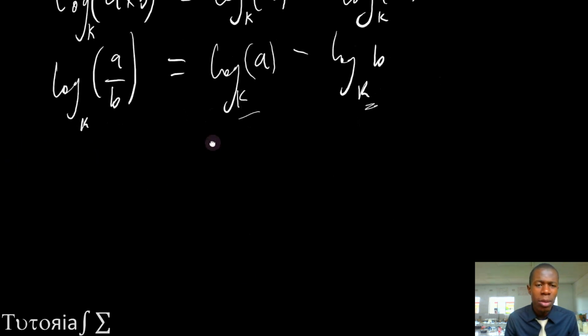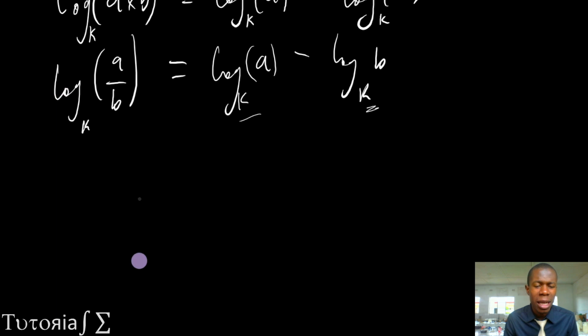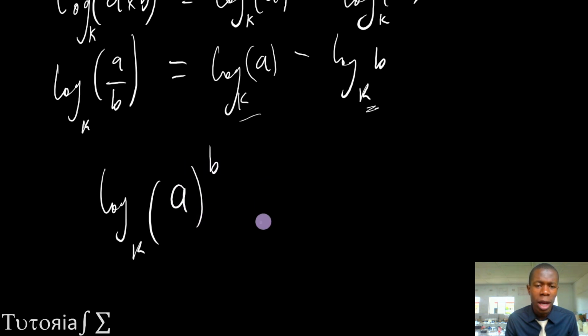The other property of logs is that if you have log of base k, for instance, then let's say a is raised to some power b. Basically the b can drop. So this is one of the important rules. The b can drop there and it becomes b log of a base k. So any power applying to that, the b can drop.